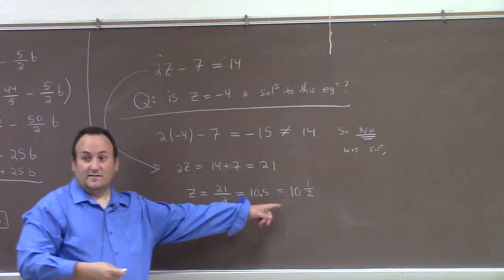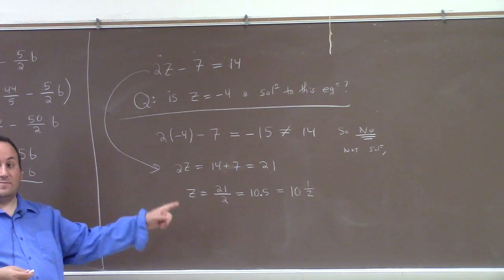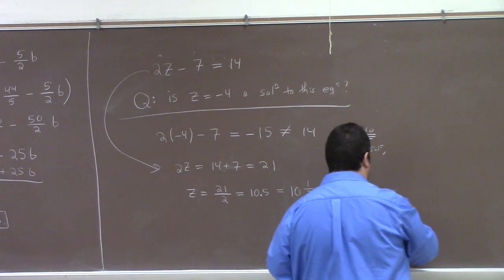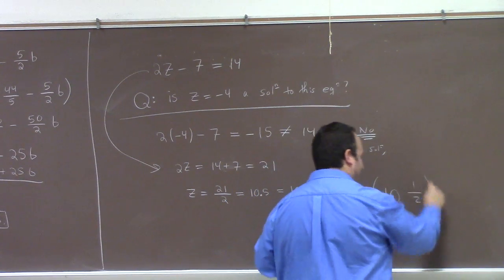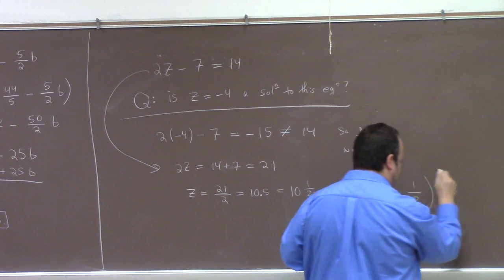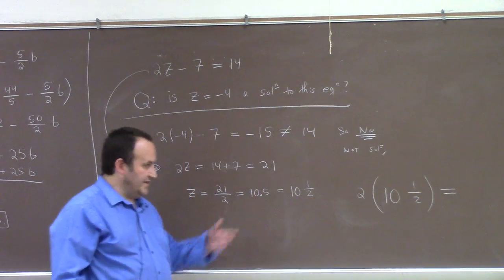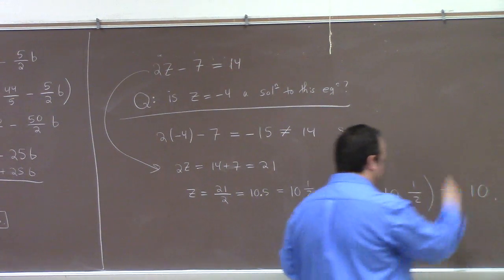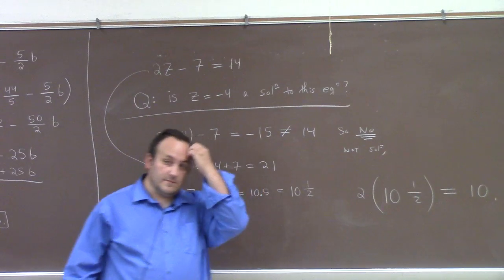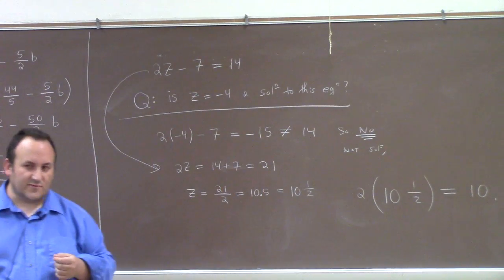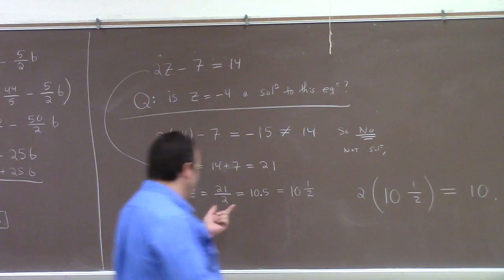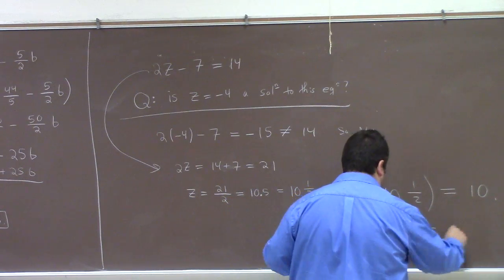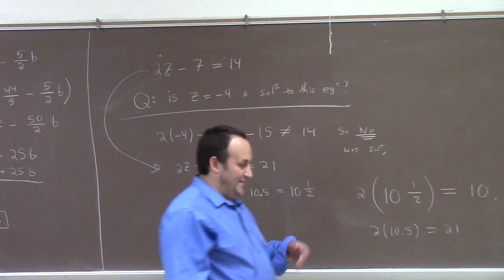That is really bad notation. Let me show you why. Check this out, guys. 10 and 1/2 times 2 equals what? 10, right? The 2's cancel. Is that true? What is 2 times 10.5? It's 21, right?